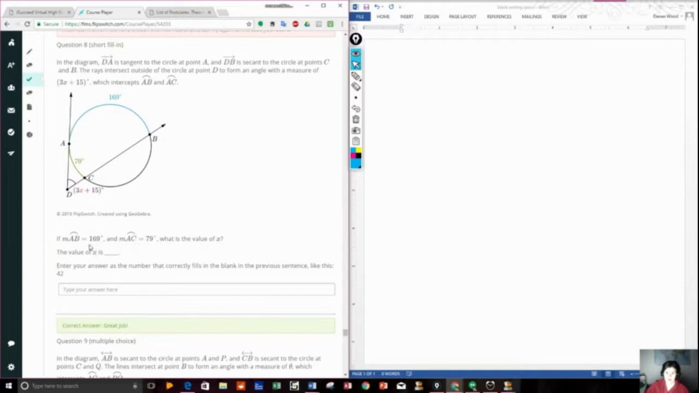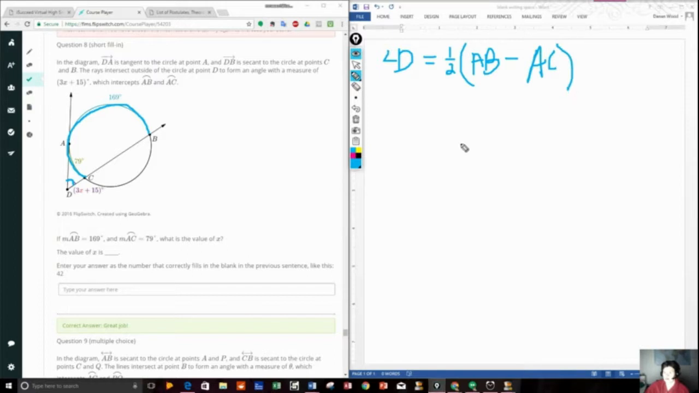Okay, so on this one we know that this angle is half of the difference between its two intercepted arcs, and those are the intercepted arcs. So we know angle D is going to equal 1/2 of arc AB, the difference between its arcs AB and AC. So then we're going to set it up.